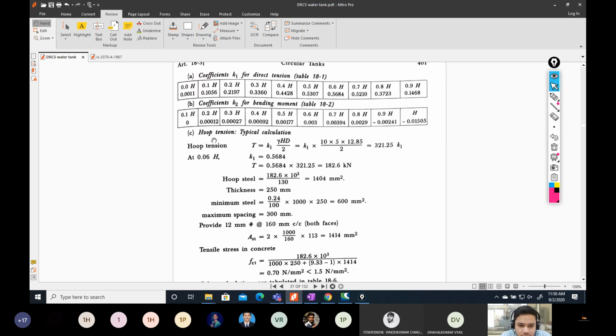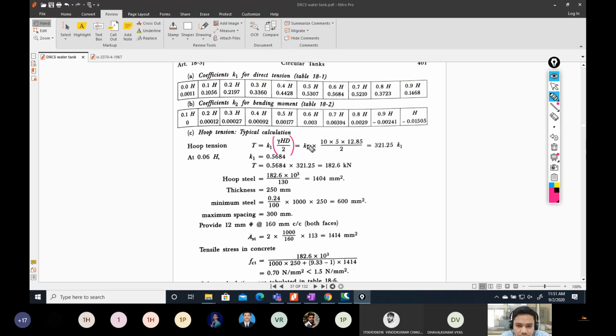Now first let us find the hoop tension. The hoop tension is given by T equals this coefficient given in the table, K1, times this factor, gamma h d by 2. So this coefficient is multiplied by this factor gamma h d by 2.